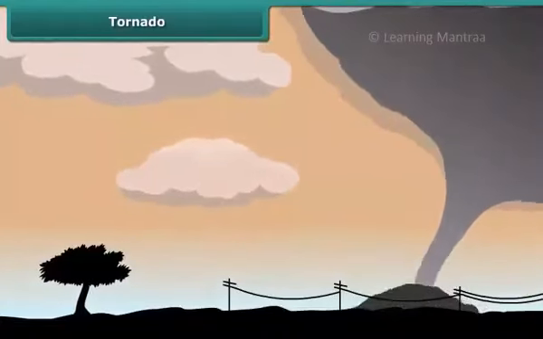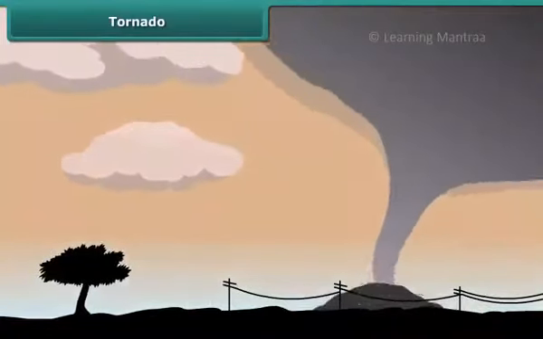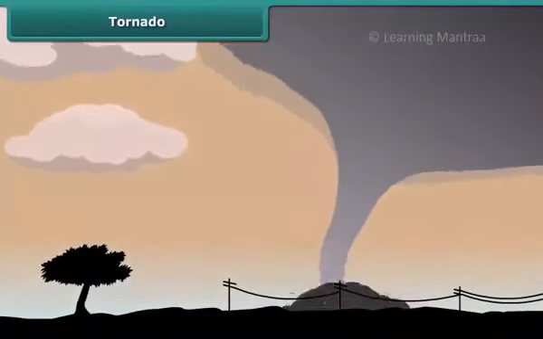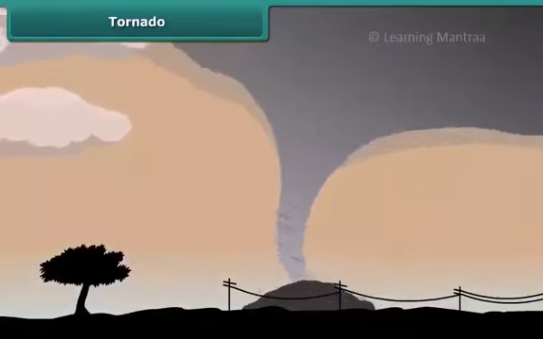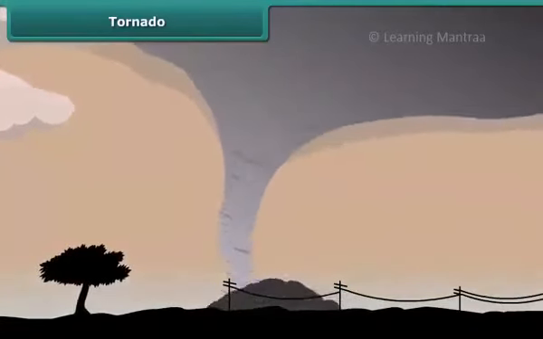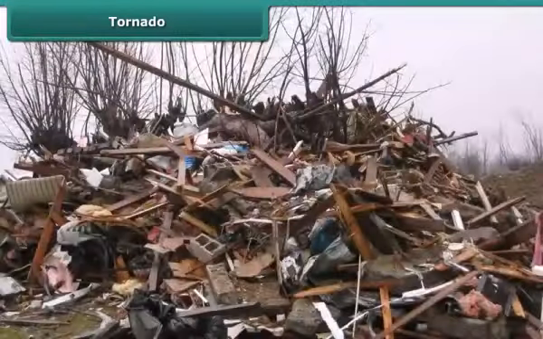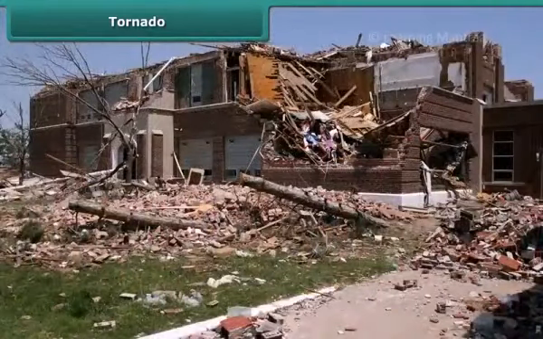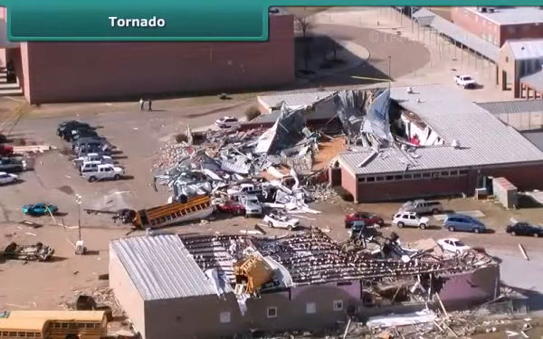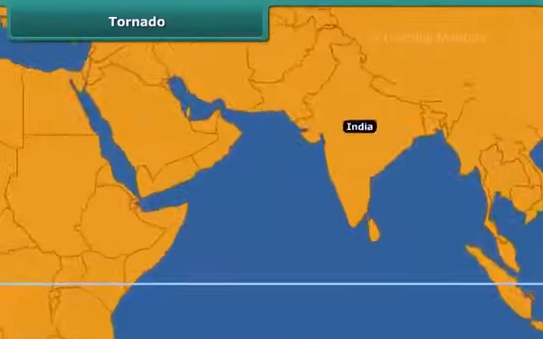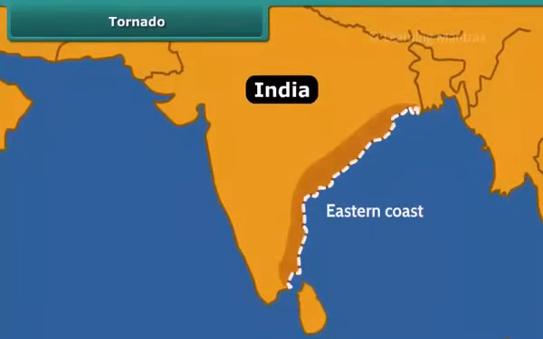Tornado. A tornado is a violent rotating funnel cloud of air that reaches from the sky to the ground. The most violent tornado can lead to tremendous destruction. It can blow away large buildings, uproot trees, and hurl vehicles hundreds of yards. They may form within cyclones. The eastern coast of India is more vulnerable to cyclones than the western coast.